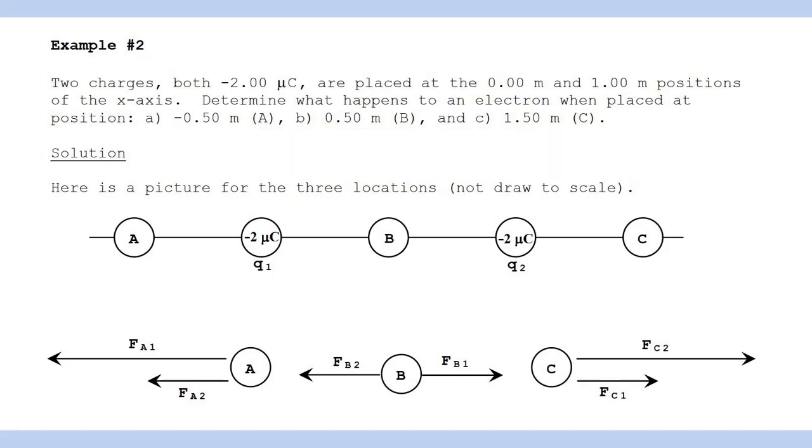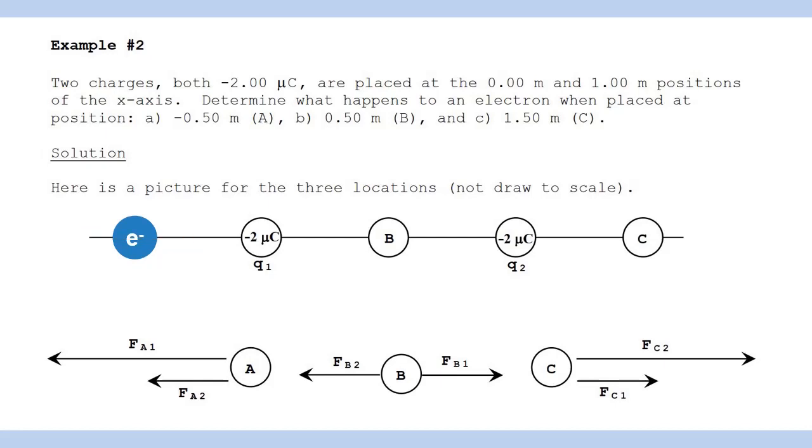So here I have two charged objects, Q1 and Q2, and what I want to do here is simply show you how to determine the direction of the electrostatic force acting on an electron which is placed at position A, B, or C. Alright, let's study the interaction of the electron when it's at position A. First of all, I want to point out that you have two choices in the direction of the force. Either the electron can be pushed towards the left or pulled towards the right. This left or right action is going to be the line of action.